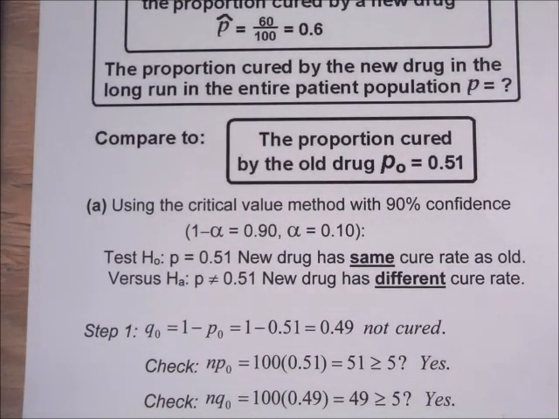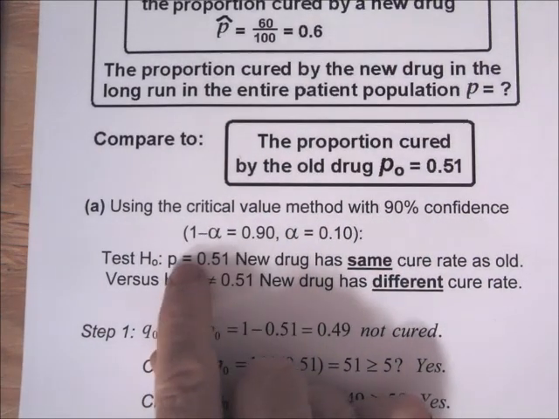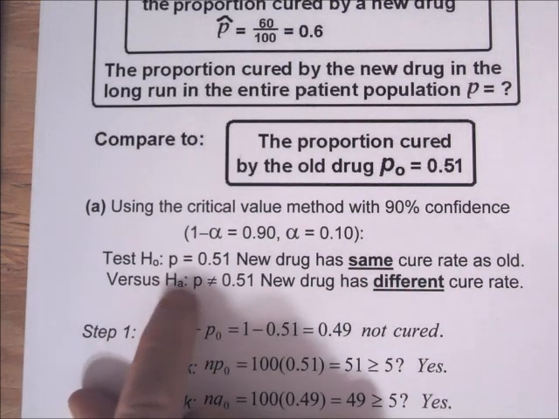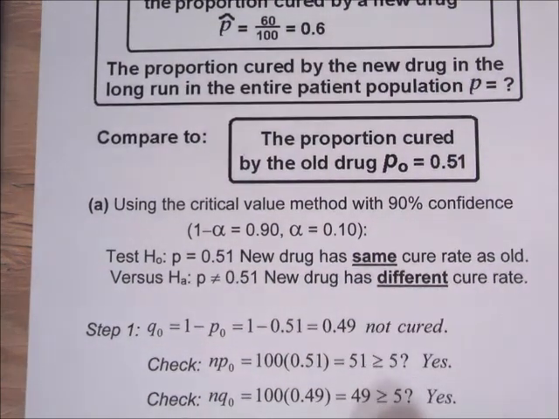Part A will use the critical value method with 90% confidence to test H0: p equals 0.51, the new drug has the same cure rate as the old, versus HA: p not equal to 0.51, the new drug has a different cure rate.